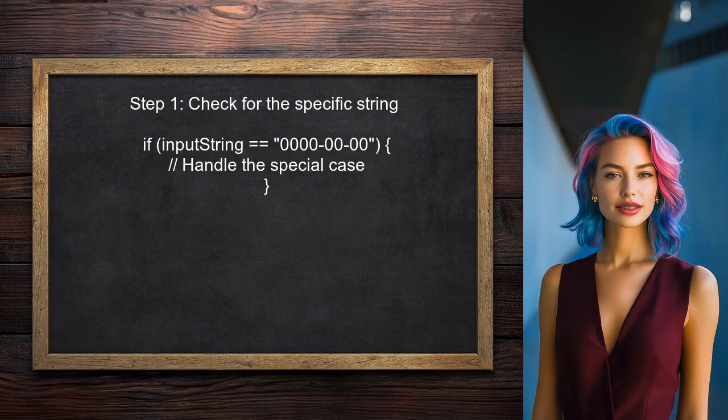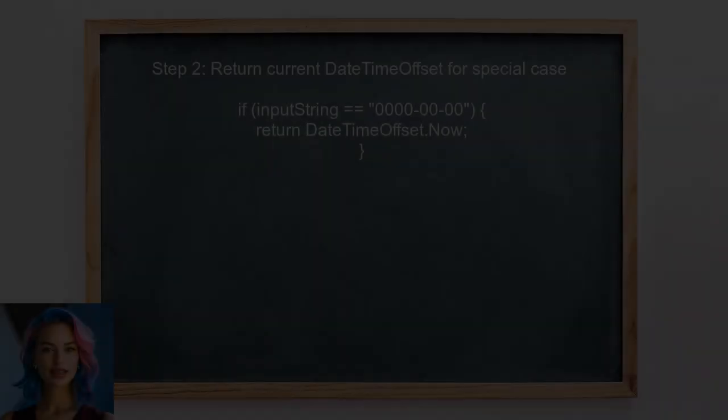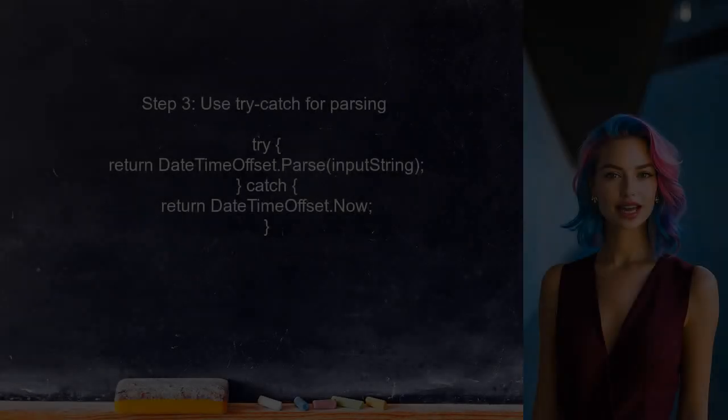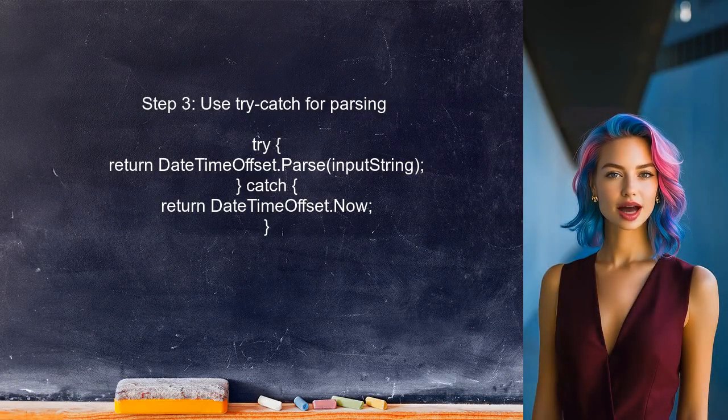To handle the conversion of a string to date-time offset, the user can use a simple conditional statement. This will check if the input string is equal to 0000-00. If the input string matches 0000-0000, the user should return the current date-time offset. Otherwise, they can attempt to parse the string normally. For any other string that cannot be parsed, the user can wrap the parsing logic in a try-catch block. This will allow them to handle exceptions gracefully.